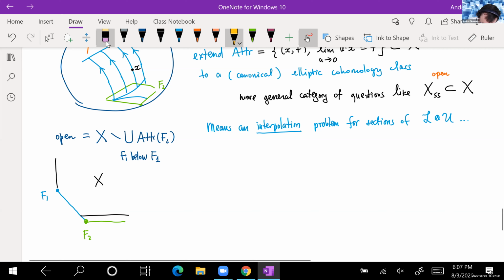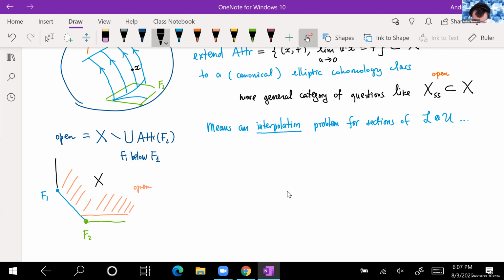Let me try a different color here. This is open, or you can take it closed if you want. Doesn't really matter. And so what would the long exact sequence in cohomology look like? What would it look like?